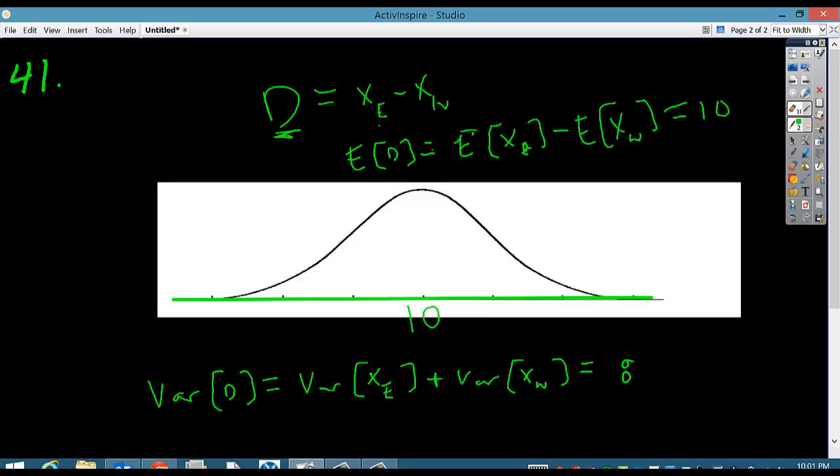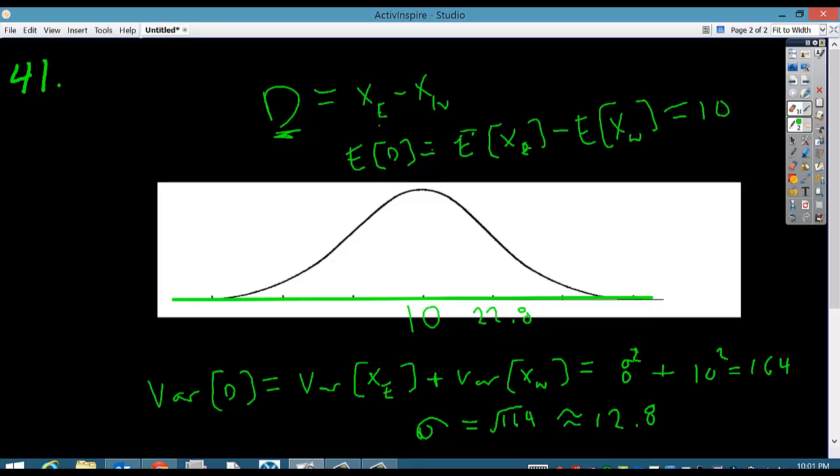So that means we need the square of 8, and we have to add it to the standard deviation of West State, which is 10. So we add this to the square of 10, and we get 164. If we want the standard deviation, we take the square root of 164, which is approximately 12.8.